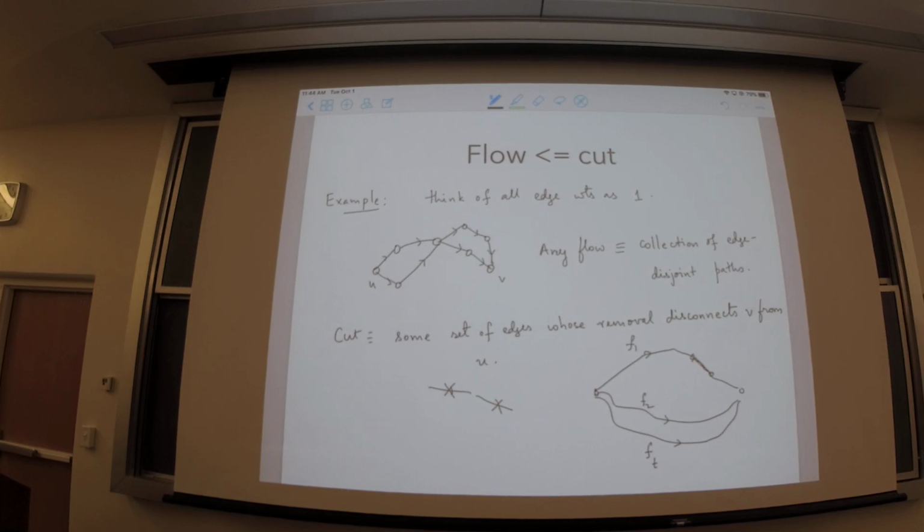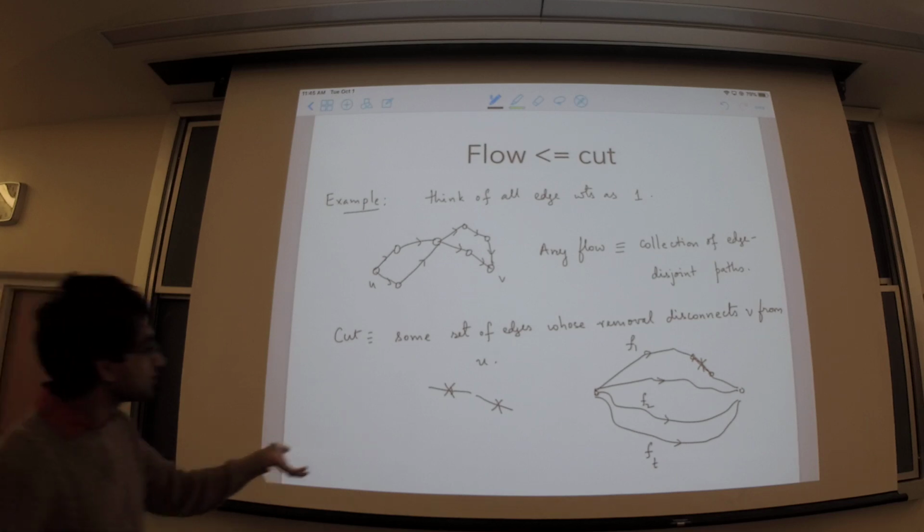I can't have a path without any cut edge, right? Because if there was a path without any cut edges, then even after removing all those cut edges, that path would have survived. And that violates the definition of a cut. I defined a cut as a set of edges whose removal disconnects V from U. So if I remove those edges, there is no path from U.